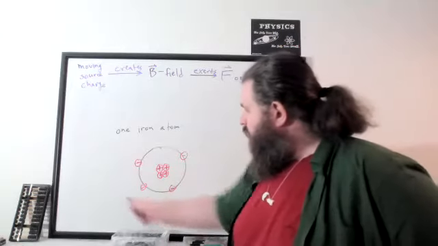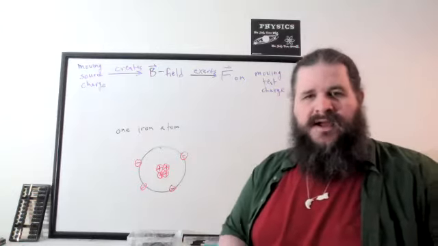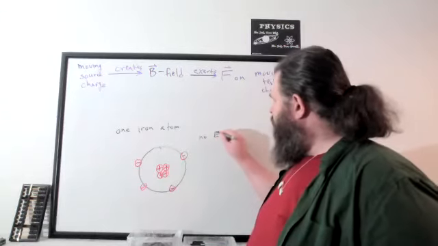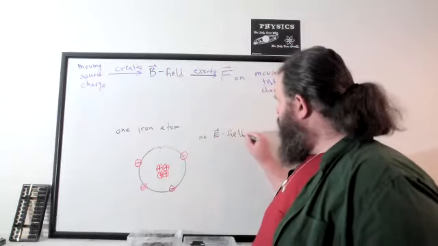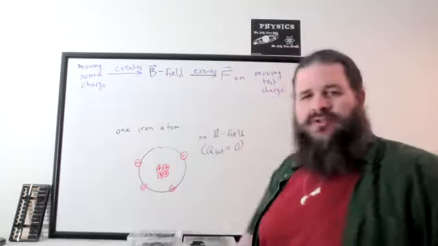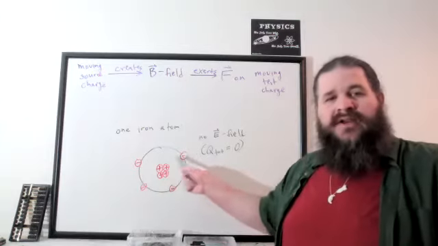Also, what's the total charge of this entire atom? Yeah, total charge is 0. There's no electric field because the total charge of the atom is 0. It's neutrally charged. But there is a magnetic field because the negative charges are moving and the positive charges are not.